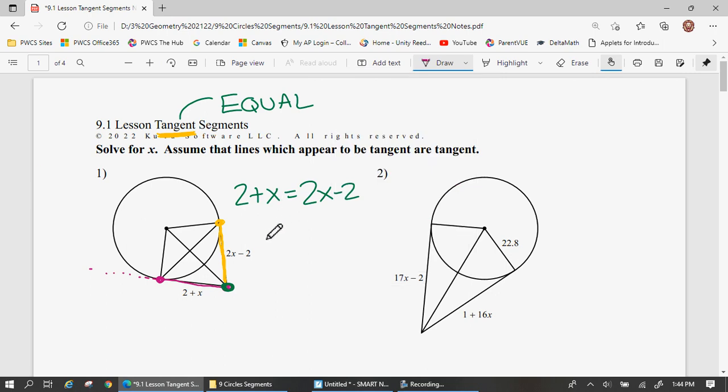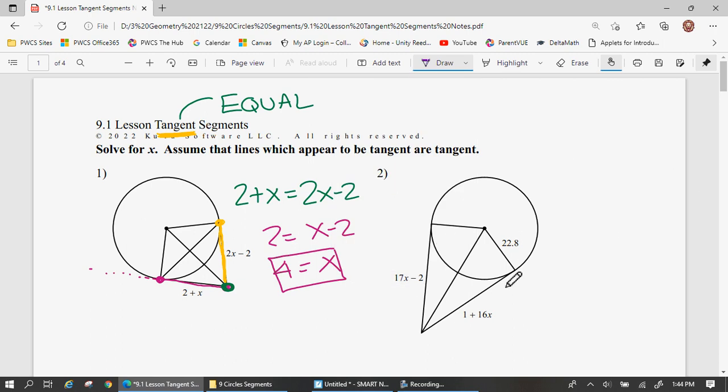Then we can just solve this equation. I'm going to subtract x from both sides, add 2 to both sides, and find that x is 4. So maybe the trickiest thing here is getting yourself back into the habit of solving equations.